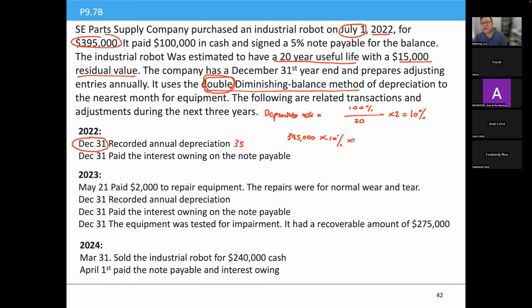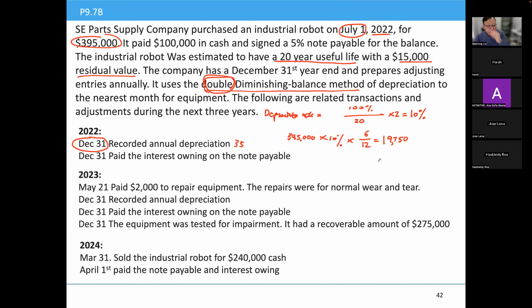But this is 2022. You own the equipment on July 1st, and the calculation is as of December 31st. So that's just the 6 months. So 6 months over 12 months. So I should have 19,750. That should be my annual depreciation. Is this what you got? Yes. Good.